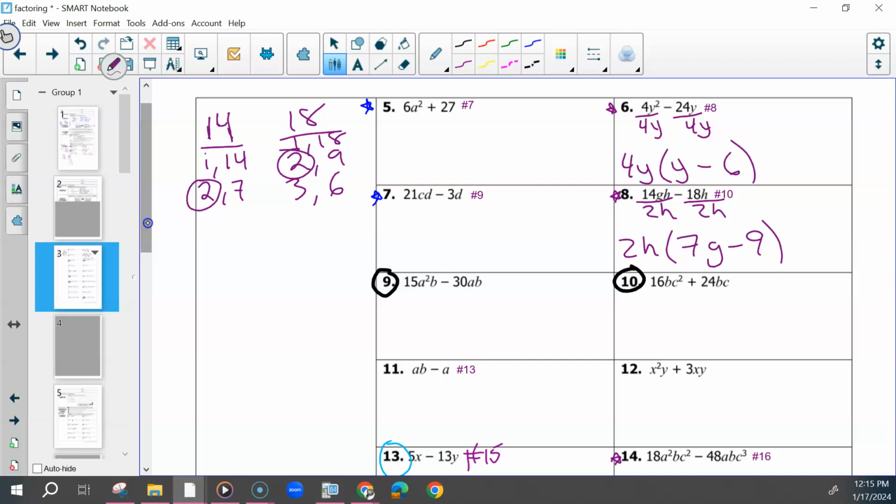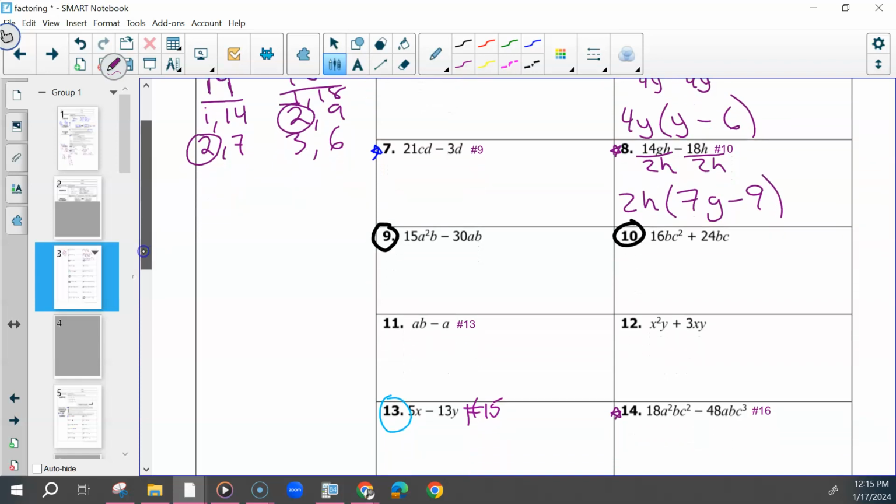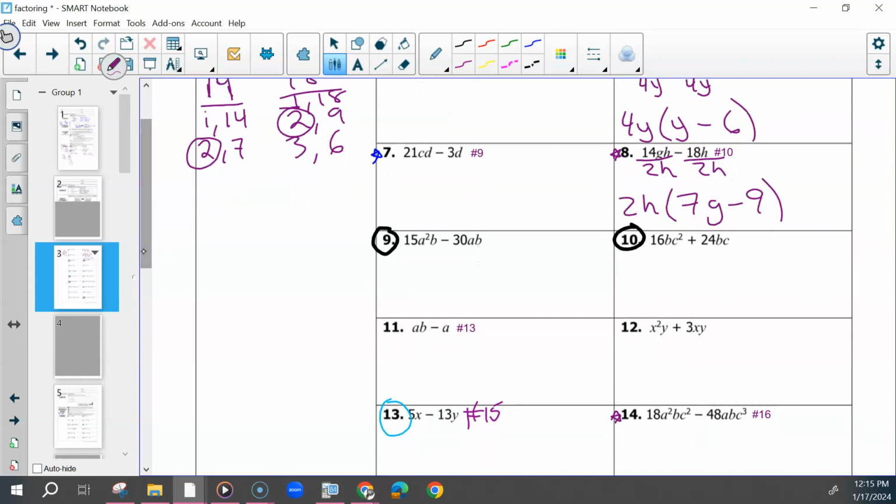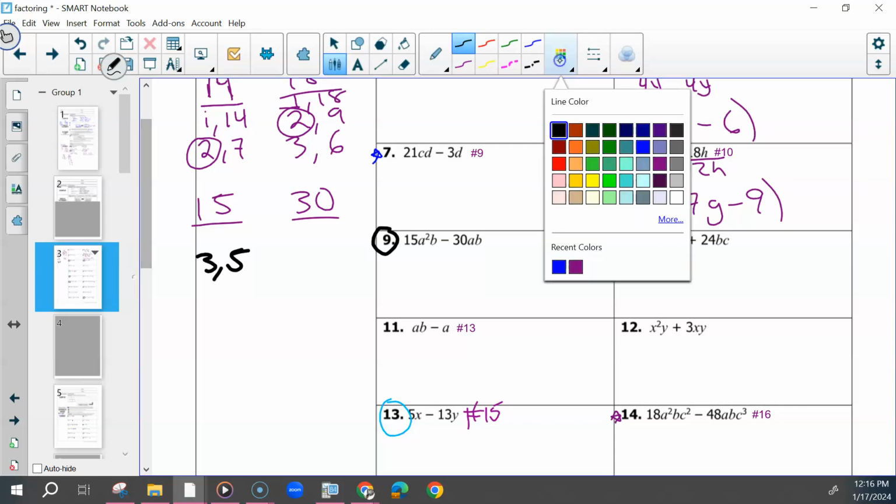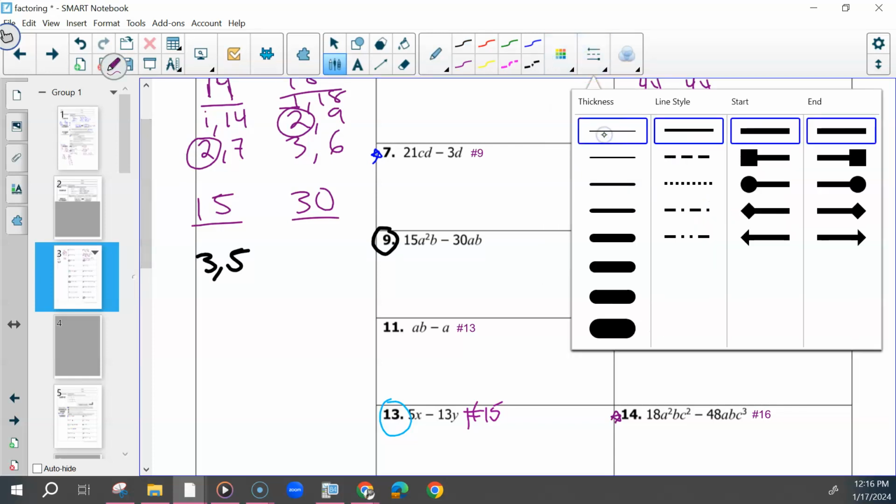Now we're going to take it up a notch with multiple variables and exponents. Let's do 9. Again, I'm going to list out the factors off to the side. You don't have to do this for every single one. Sometimes you may just know this is it. Factors of 15. What times what will give me 15? 3 and 5. 15 and 1. Are there any others? No.